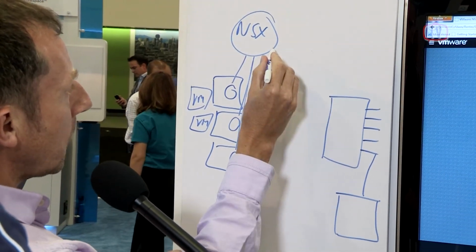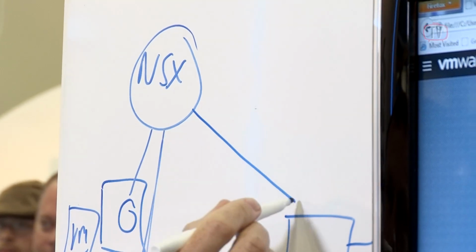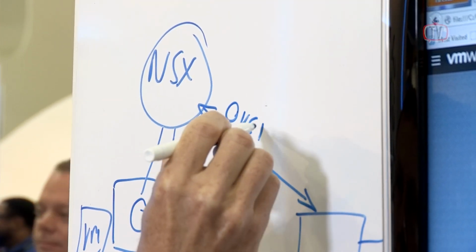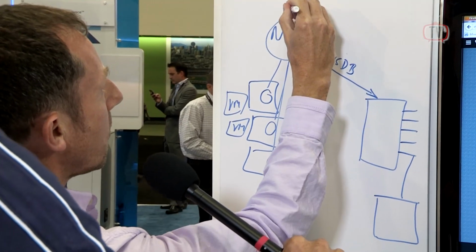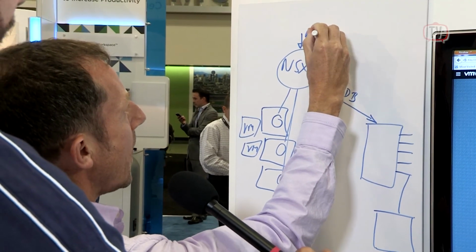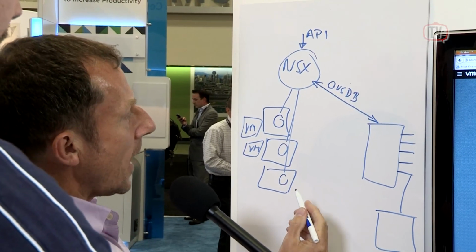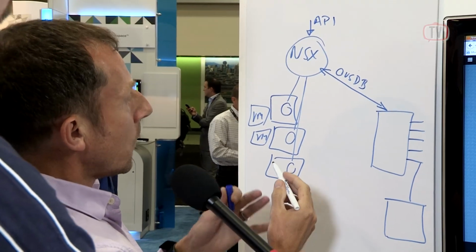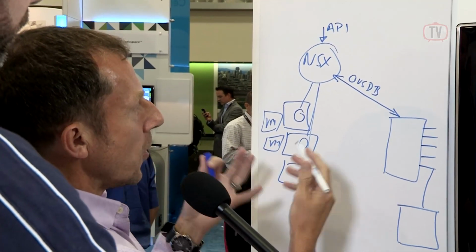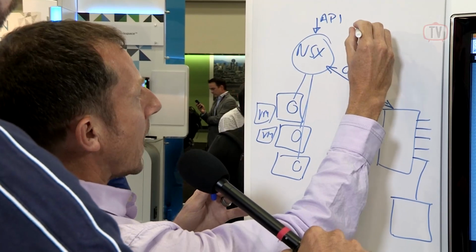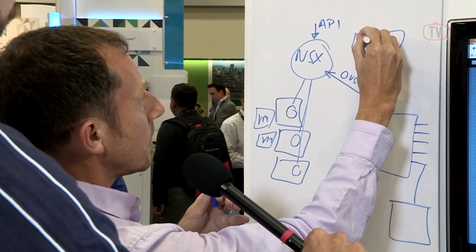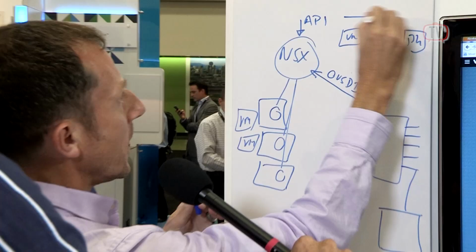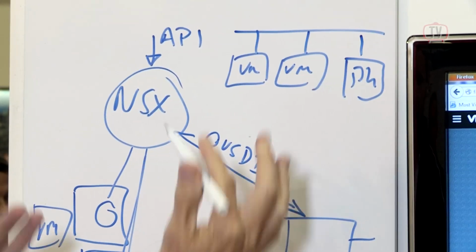And so the NSX controller has a connection to this device which uses a protocol called OVSDB. And of course the NSX controller also exposes this northbound API, and it's through this northbound API that virtual networks are created, managed, monitored, and so on. So let's say we want to create a virtual network that has a couple of VMs and some physical server. We like to just make a simple virtual network that looks like that.